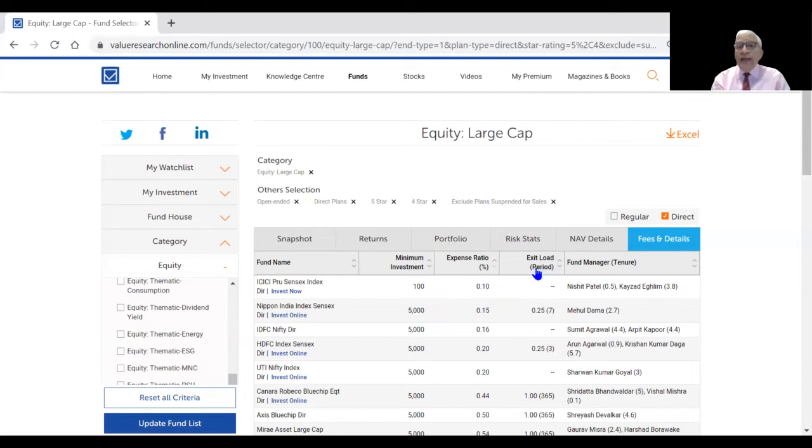Here you will find exit load. What is exit load? Exit load is applicable in case you quit the fund in less than 1 year.